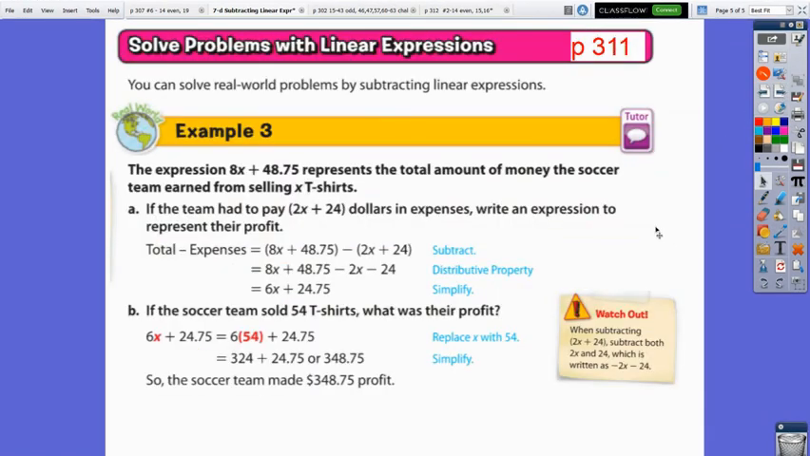All right, the book then goes to word problems or real world problems with linear expressions. And this basically is just stuffing these algebraic expressions into a real world problem. There's no real application for when you would use this right now. It's just setting you up for future problems where you can solve real world problems algebraically. Here it seems kind of silly. Like, who says 8x plus 48.75 is the total amount of money the soccer team earns? Like, where would that come from?